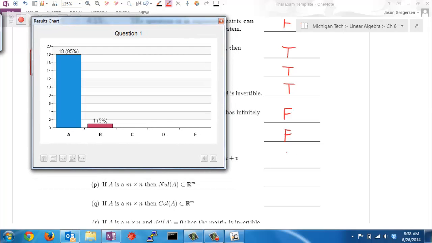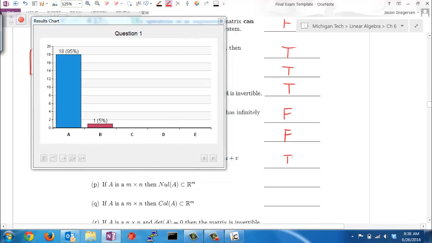All right, that is true. That's just one of our almost definitions of subspace. A subspace has to satisfy certain conditions. Closure under addition is one of them.